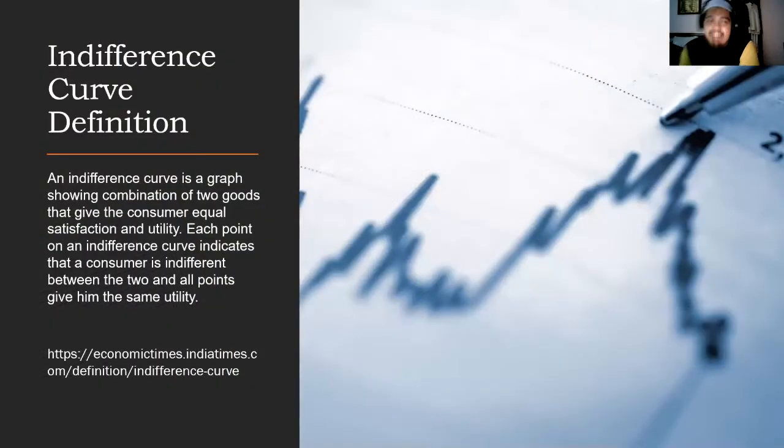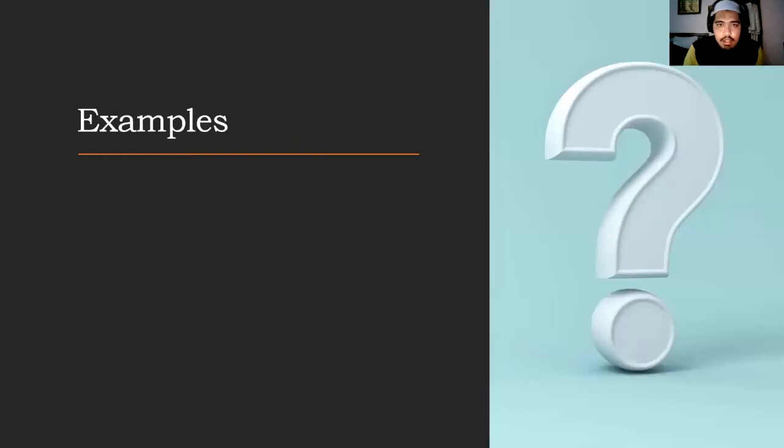All right, what is the indifference curve definition? It is a graph showing combinations of two goods that give the consumer equal satisfaction and utility. Each point of the indifference curve indicates that the consumer is indifferent between the two, and all of the points give him the same utility. All right, so that is the definition. If it's not clear, let's take a look at the example that I have made here.